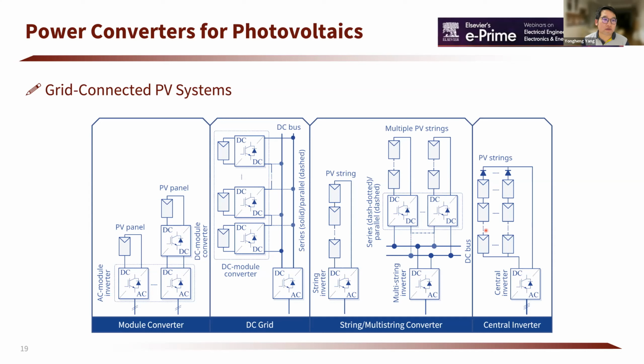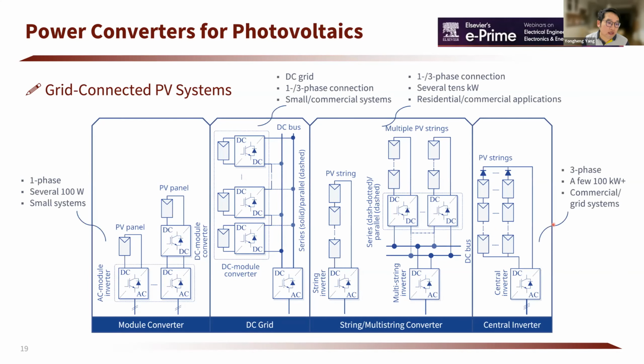And in terms of PV systems, there are also a couple of solutions or concepts of grid-connected PV systems, depending on the power level or voltage level. For example, for the modular converter systems, typically this is a single phase solution, a few or several hundred watts, and it is for small scale systems. And if you have a bit higher power, you can use DC technology.